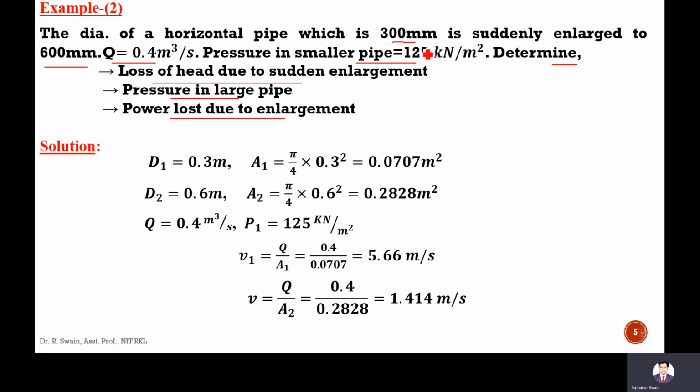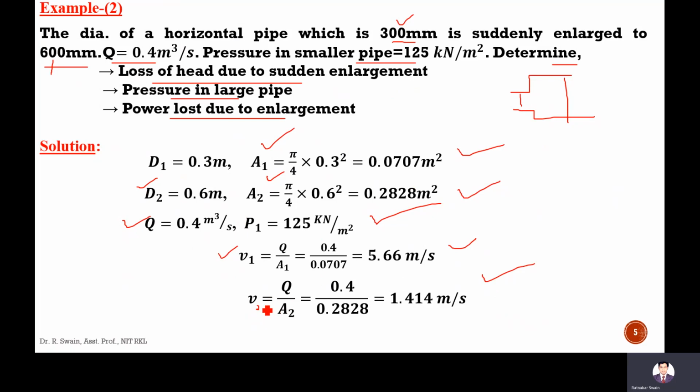Okay, so here D1 is given 0.3 meter, and D2 after the sudden enlargement is 600 mm, so D2 is 0.6 meter. So A1 is calculated as 0.0707 and A2 is 0.2828 meter square. Discharge is given 0.4 meter cube per second, and P1 is given 125 kilonewton per meter square. So from A1, A2 and the discharge, we can estimate V1 and V2.